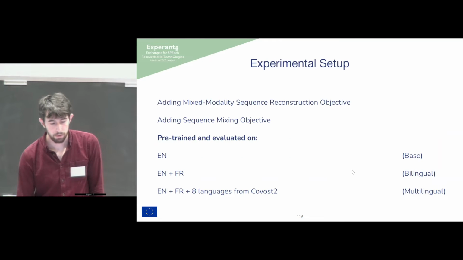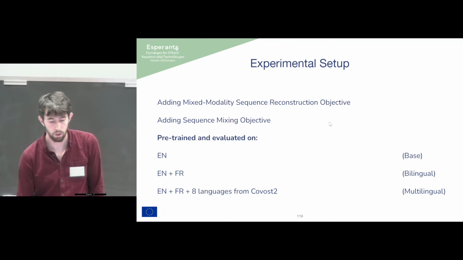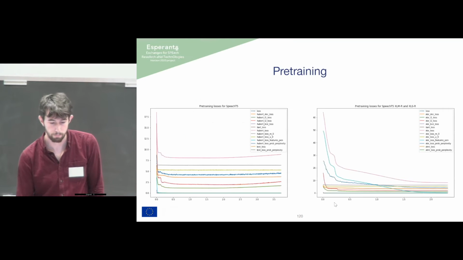So the experimental setup that we're working with is recreating the SpeechT5 baseline, then training on English and French in a bilingual setting. Then we're going to look at adding these mixed modality objectives, first the sequence reconstruction, then sequence mixing. And then we're going to add 8 additional languages from CoVoST 2, which are aligned nicely. And we can look at the effects of language families and data sparsity, and also these additional objectives.